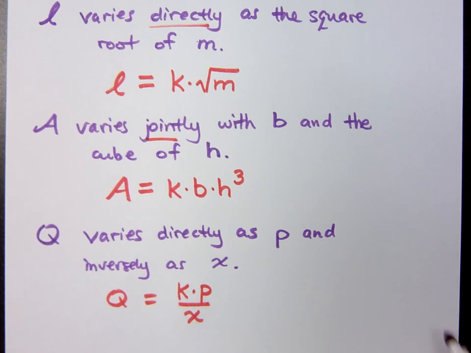All right. So these are just some examples of taking the words and writing those variation equations. Now we're going to look at some examples where we actually have to figure something out, come up with an answer.